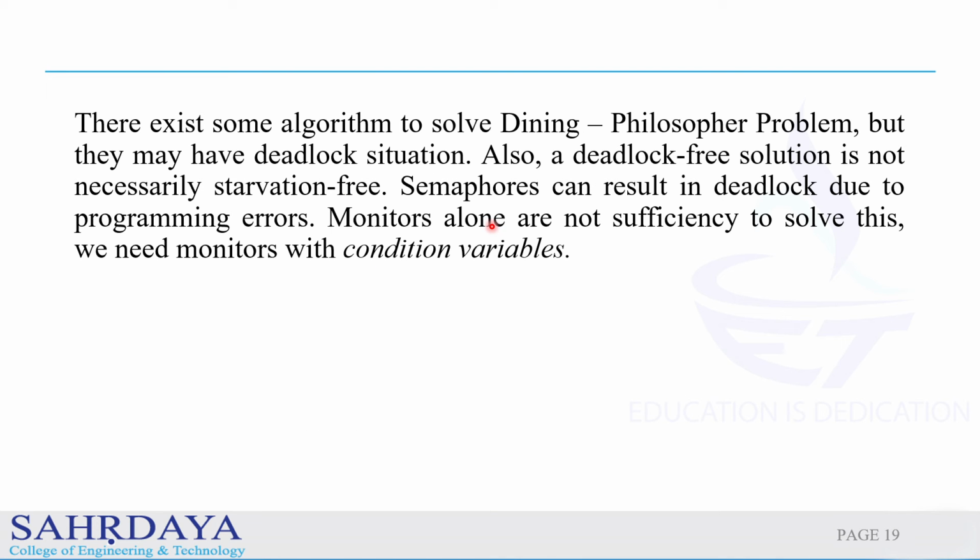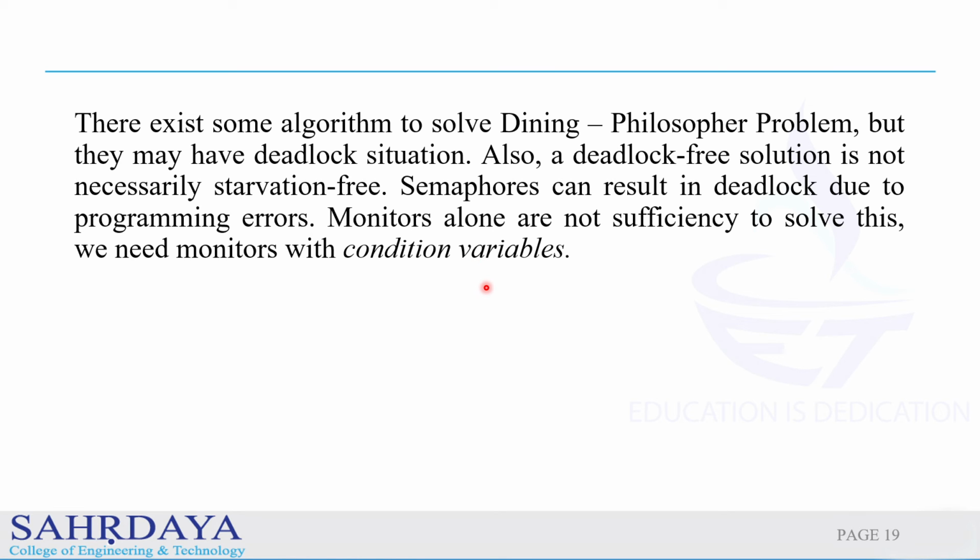There exist some algorithms to solve the dining philosophers problem, but they may have deadlock situations. And you cannot be sure that a deadlock-free solution is necessarily starvation free. Semaphores can result in deadlock due to programming errors, and programming monitors alone is not sufficient to solve this. We need monitors with condition variables. This is where we put condition variables, to make the solution free from deadlock and starvation.